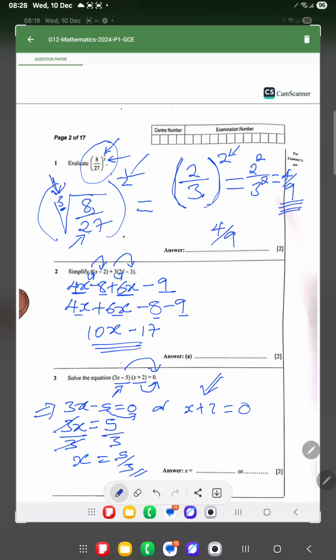Then now you can get the other value of x. You have x plus 2 is equal to 0. So x is equal to negative 2, because you just need to take the 2 to the other side. Here it is a positive, and when it crosses the equal sign, it becomes a negative. So x is equal to negative 2, or x is equal to 5 over 3. Don't forget that you should be writing your answer. Even here, you should write your answer to say this is 10x minus 17, like that.